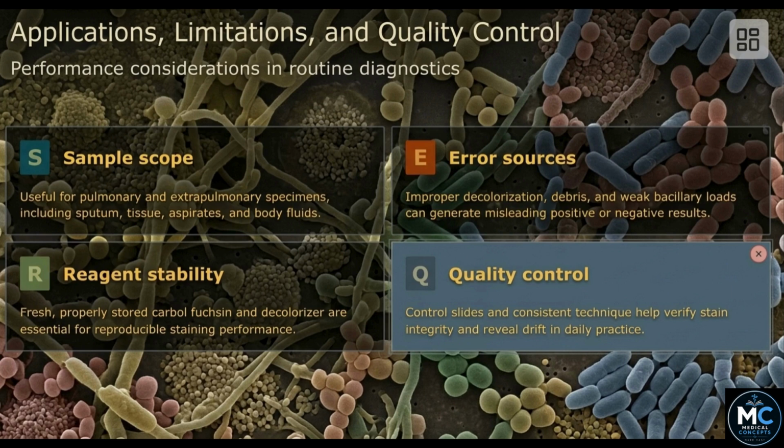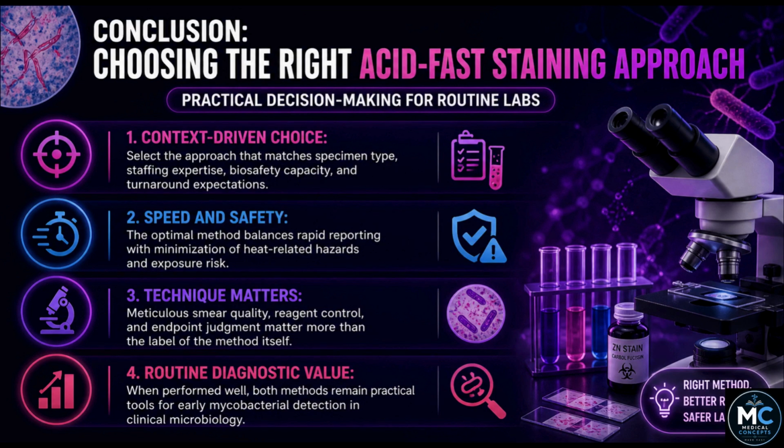To conclude, acid-fast staining, including both Ziehl-Neelsen and cold ZN methods, remains a critical technique in microbiology. These methods allow rapid and reliable detection of acid-fast organisms, especially Mycobacterium tuberculosis, which is essential for early diagnosis and treatment. While the Ziehl-Neelsen method uses heat to enhance dye penetration, the cold ZN method offers a safer and more convenient alternative without compromising diagnostic value. Ultimately, the accuracy of results depends not just on the method used, but on proper technique, timing, and careful interpretation.